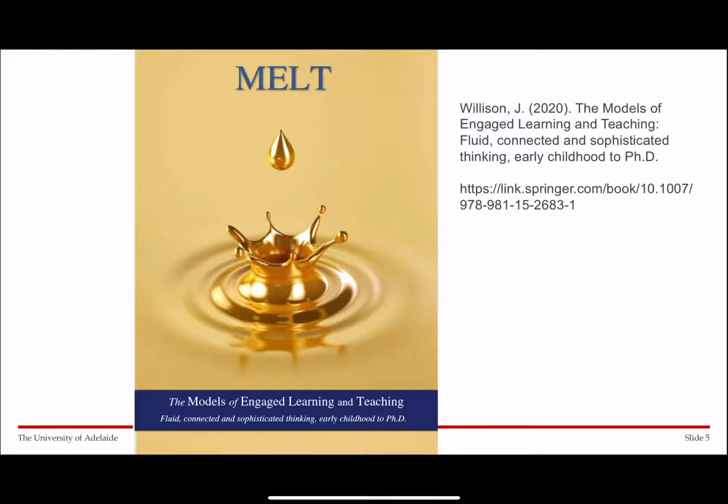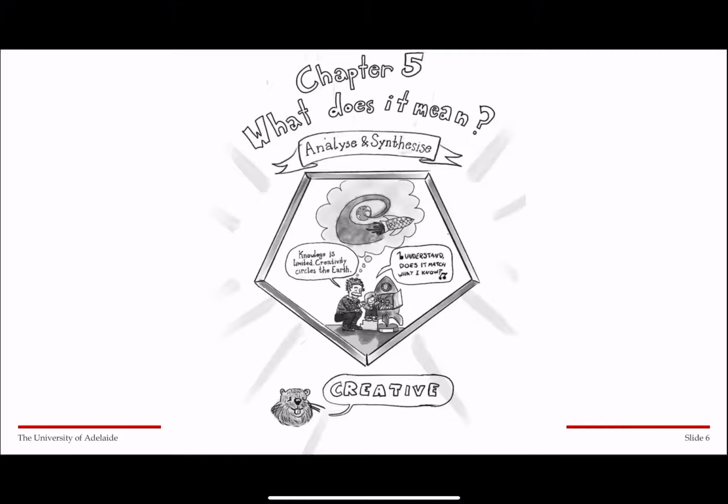And I'm just going to get you to read something specific. It's going to be chapter 5. The title is What Does It Mean? Because every chapter in the book has got its powerful and provocative question for education. And this is a centerpiece for education, because what does it mean is central to why students engage in learning in the first place.